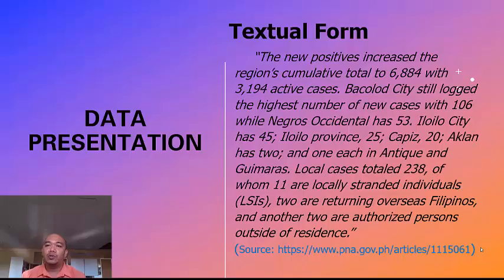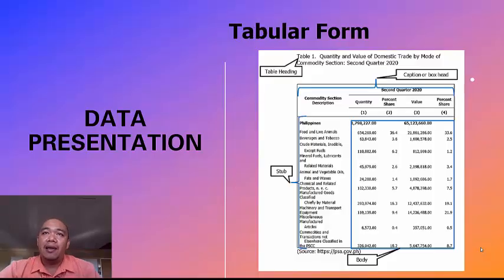Local cases totaled 238, of whom 11 are locally stranded individuals or LSIs, 2 are returning overseas Filipinos, and another 2 are authorized persons outside the residence. So this is an example of textual presentation of data. We are presenting the data in paragraph form or textual form. Another way to present data is using tables, the tabular form.